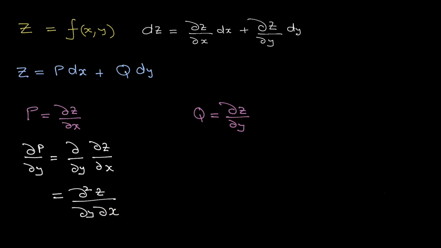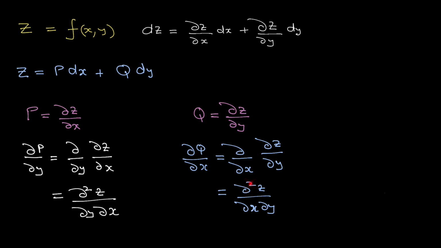I'm going to do the same for q. The partial derivative of q with respect to x, keeping y constant, will be equal to the partial derivative with respect to x operating on q, which is this. When I multiply them together, that times that, and then that times that, we get the second order partial derivative of z with respect to x and y. If you notice, that is equal to that.